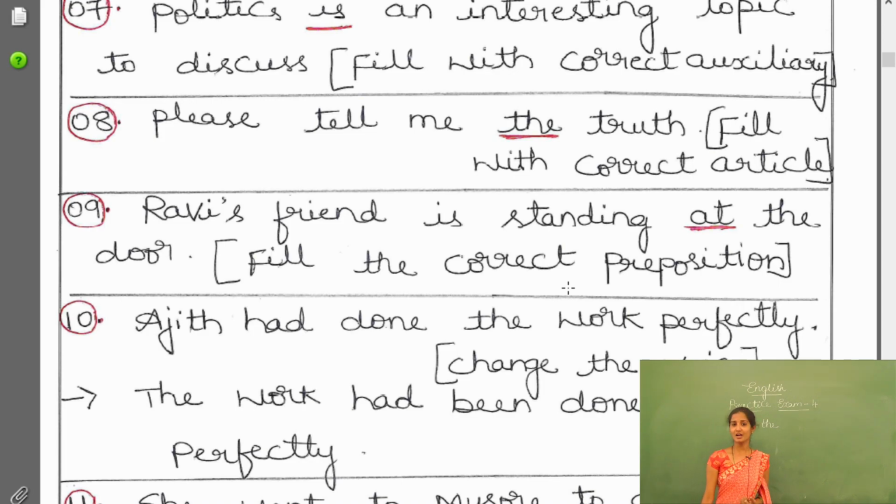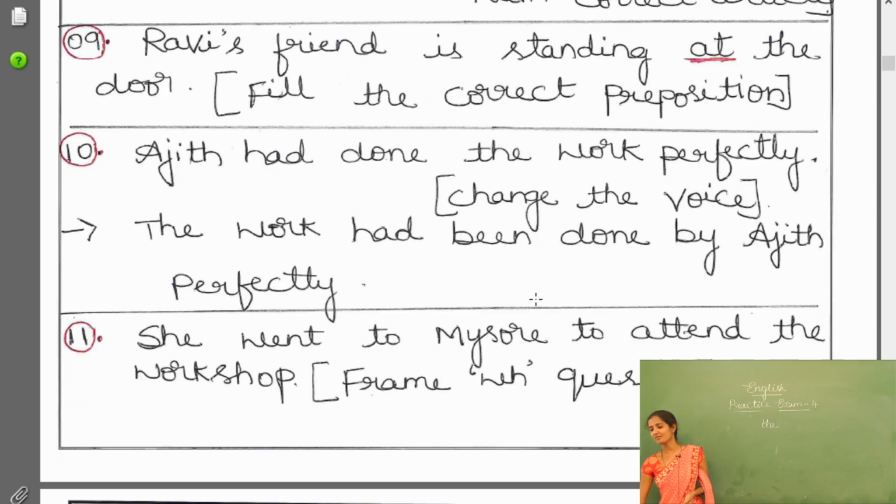Ninth question: Ravi's friend is standing dash the door. They have asked you to fill the correct preposition. Preposition you all know. Preposition means a word which shows the position, which connects the subject and the object, we can say. Preposition, position. For example, I am looking at you. You are all writing in your answer sheets. I'm sitting on the desk. I'm in school. They are in front of me.